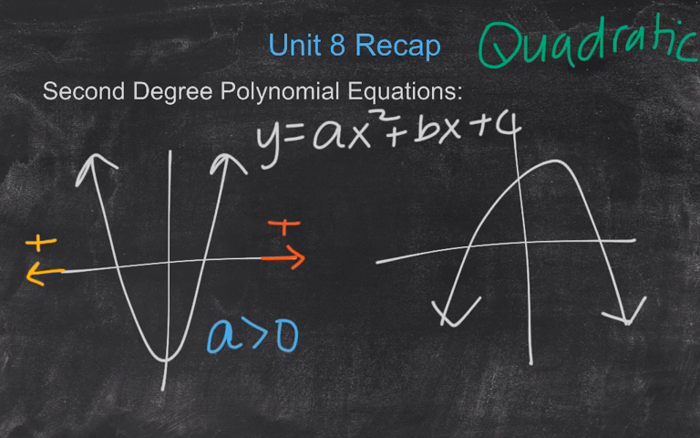Okay, on our other one, as x gets very positive, y gets negative, and as x gets very negative, y gets negative. So again, we're seeing that the left and right end behavior is the same, and in this case, when we've got a parabola opening downward, that's when we have a being less than 0.